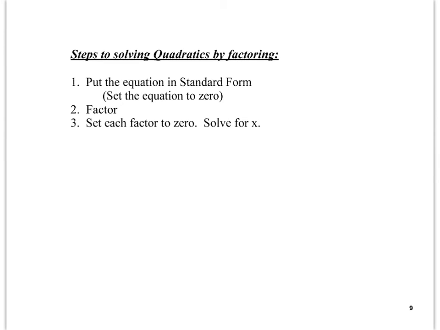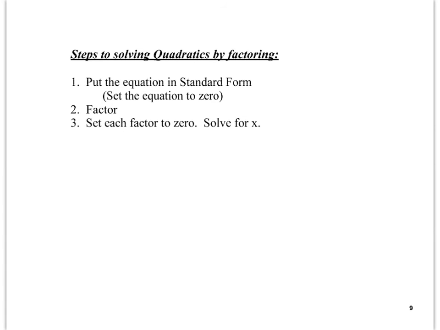Last but not least, in our Halloween special on solving quadratics, we're going to do method number 3, which is factoring. You learned this in Algebra 1. First thing we're going to do is put the equation in standard form. In other words, set the equation to 0. We're going to factor, and then we set each factor to 0 and solve each factor for x.